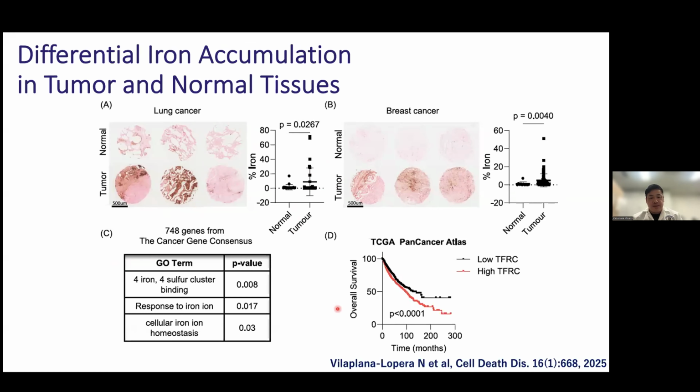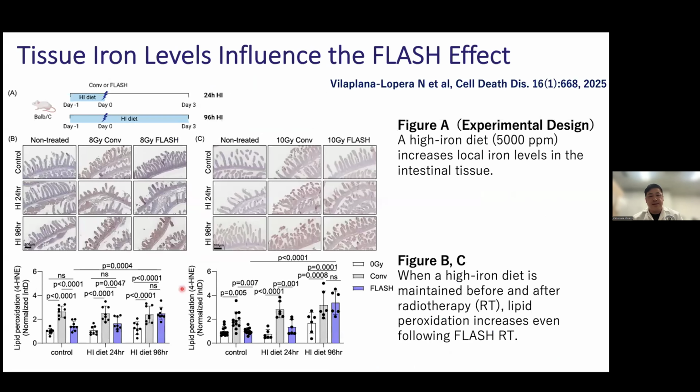Furthermore, it was demonstrated that there is high expression of the transferrin receptor. The transferrin receptor, which takes up iron, is the principal gatekeeper responsible for iron uptake. This iron is associated with poor prognosis. So this research group demonstrated that tissue iron content is increased, and flash radiation also induced damage via lipid peroxidation.